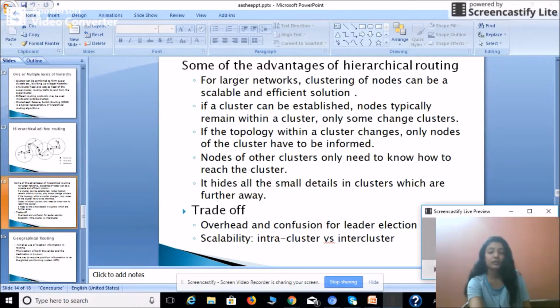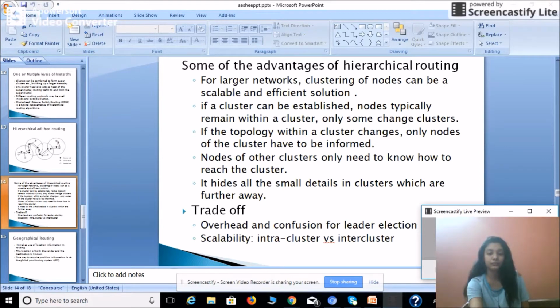Of course, if there is some advantage, there is some trade-off also. First is overhead and confusion for leader selection. How we achieve the cluster head of any cluster. Second one is scalability, intracluster or intercluster.